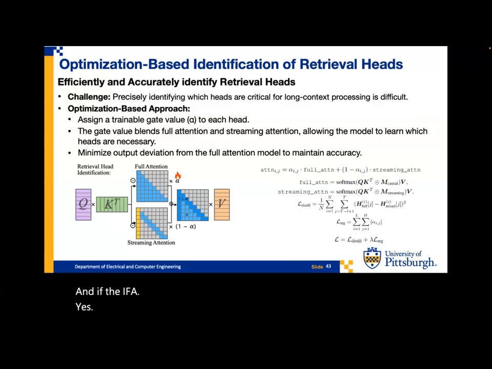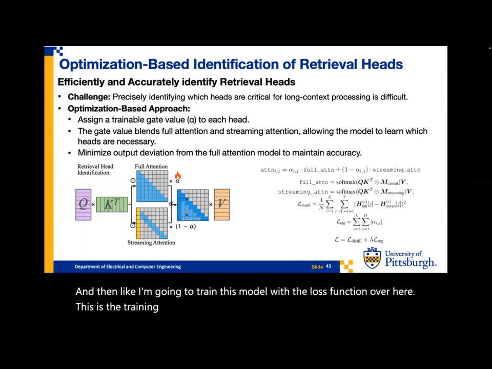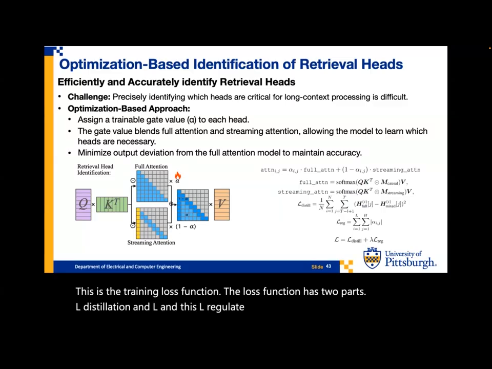And then I'm going to train this model with the loss function over here. This is the training loss function. The loss function has two parts, L distillation and L regularization. Let's take a look at what they are.